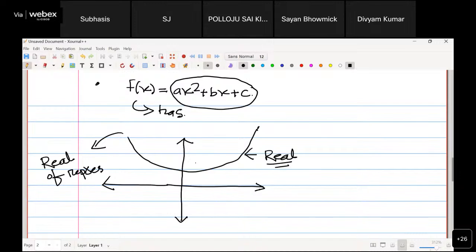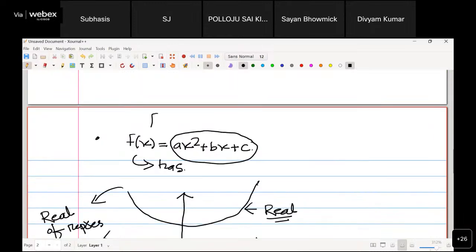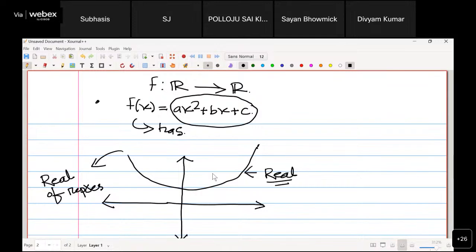When I'm considering this function from R to R, then this is the graph. But I can also consider the same function from C to C, complex to complex, right? In that case, I can't draw the graph. If the range and domain are the real number set, we can draw it and represent it. It may contain imaginary roots.